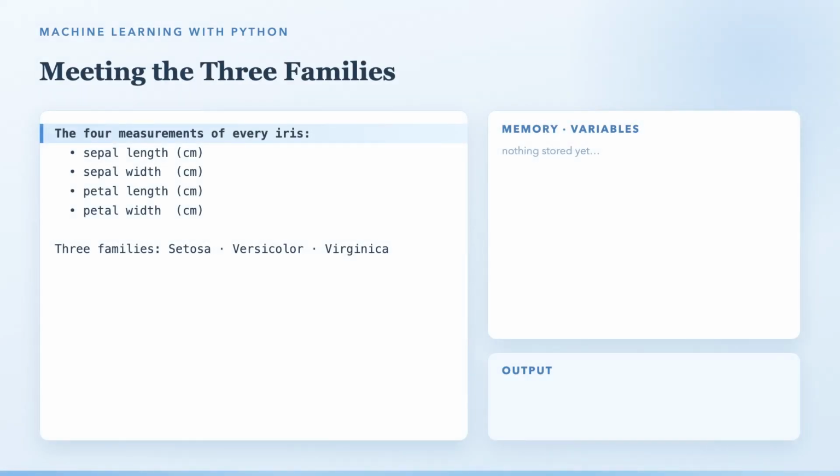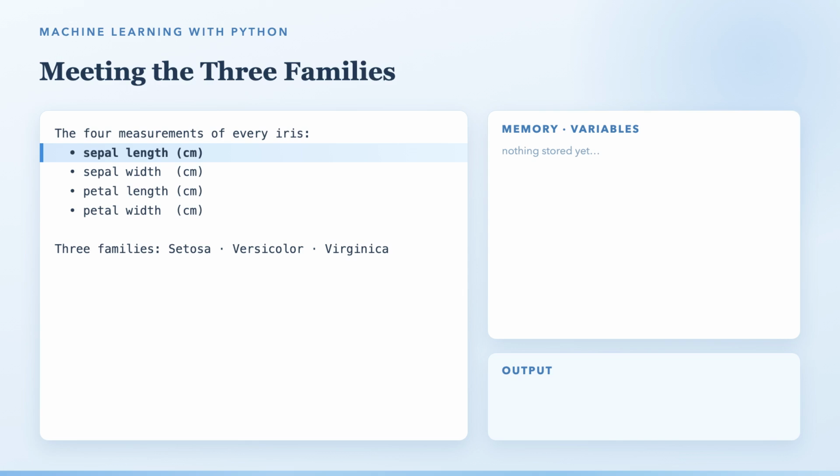Before we can ask the neighbors, we should meet them. Every iris in this meadow can be described with just 4 gentle measurements. The length and width of its sepals, those are the outer leaves that cradle the flower, and the length and width of its petals. 4 numbers, that's all. Setosa flowers are small and tidy. Versicolor sits comfortably in the middle. Virginica grows the longest, most generous petals.